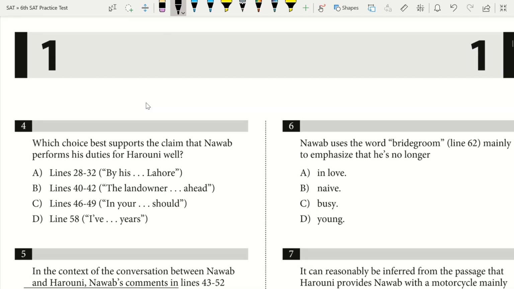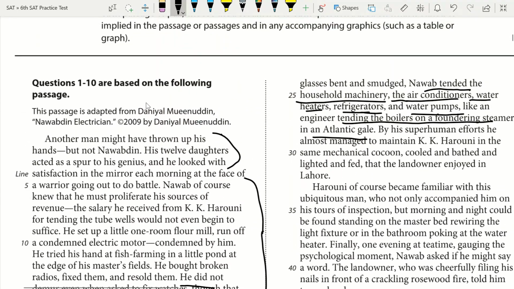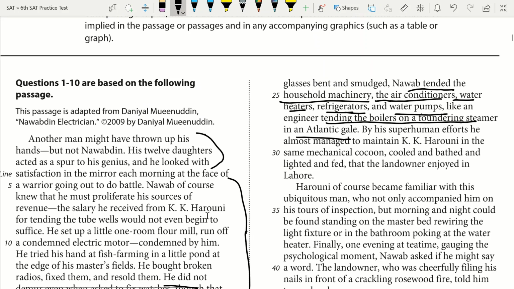Well, that's going to be where we talk about him having superhuman efforts, I believe was the word right here. Okay, it's in the top right of our screen. I'm going to switch to a blue pen so you can see the difference a little bit. By his superhuman efforts, he almost managed to maintain KK Haruni in the same mechanical cocoon, cooled and bathed, lighted and fed that the landowner enjoyed in Lahore.